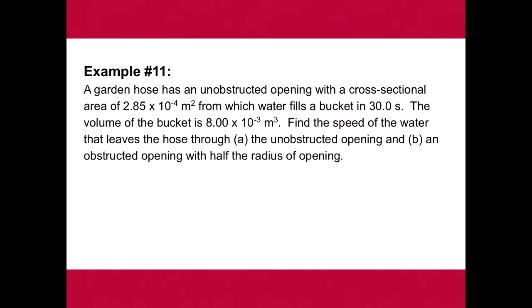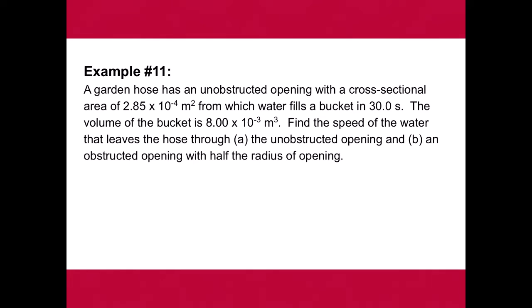Example number 11: a garden hose has an unobstructed opening with a cross-sectional area of 2.85 times 10 to the negative 4th meter squared, from which water fills a bucket in 30 seconds. The volume of the bucket is 8 times 10 to the negative 3rd meters cubed. Find the speed of the water that leaves the hose through the unobstructed opening, and an obstructed opening with half the radius of the opening. All right, so here we go. Let's look at A first. Find the speed of the water that leaves the hose through the unobstructed opening.